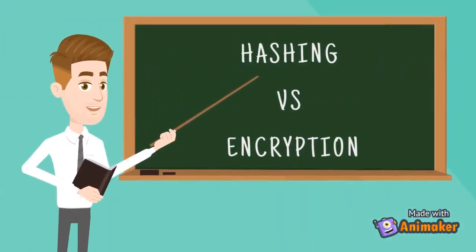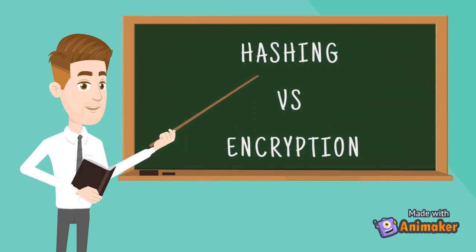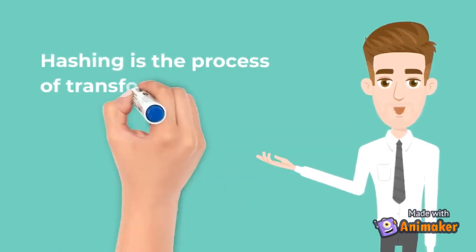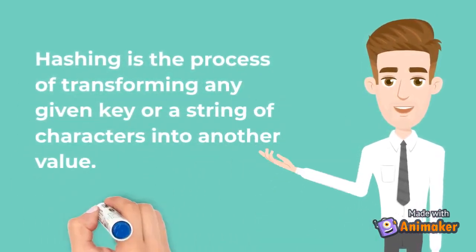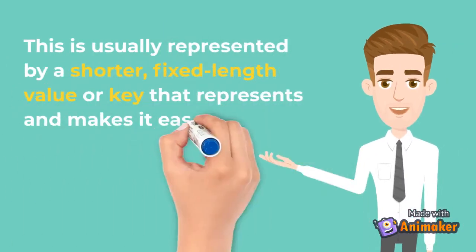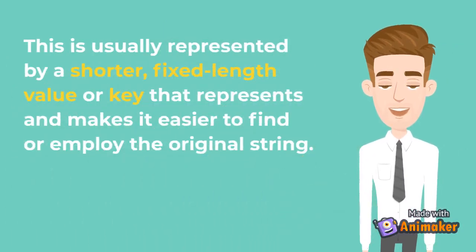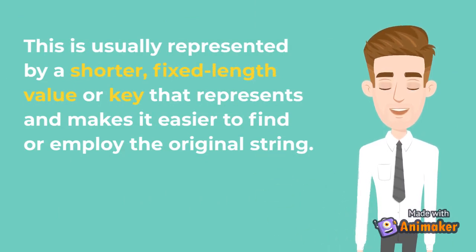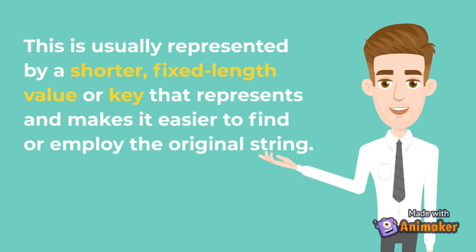Today, we are going to discuss the differences between hashing and encryption and some of their algorithms. Let us define first what is hashing. Hashing is the process of transforming any given key or a string of characters into another value. This is usually represented by a shorter, fixed-length value or key that represents and makes it easier to find or employ the original string. This means that any text, no matter how long it is, can be converted into an array of letters and numbers through an algorithm.